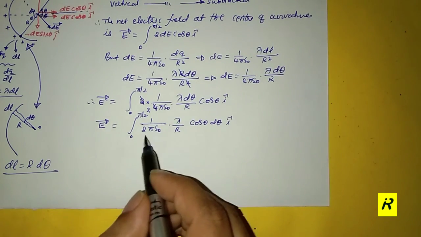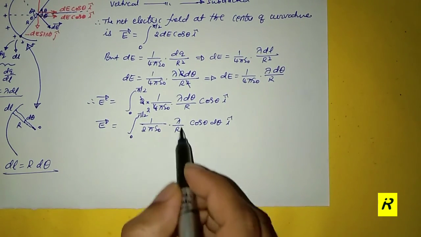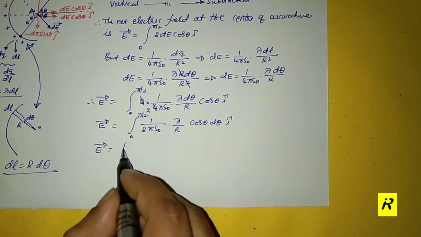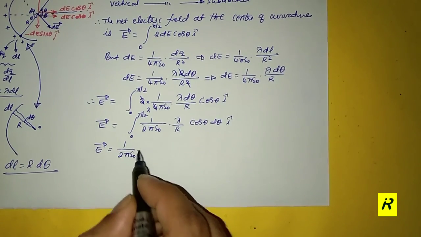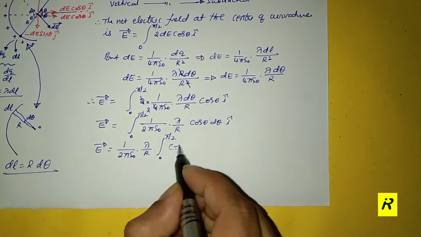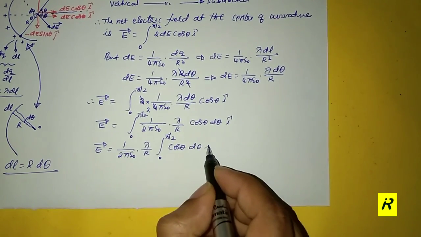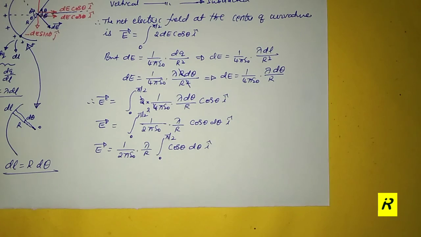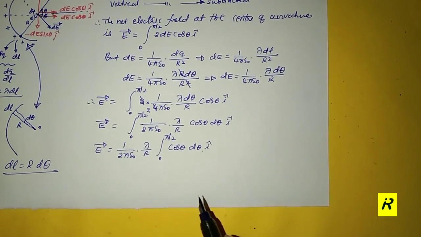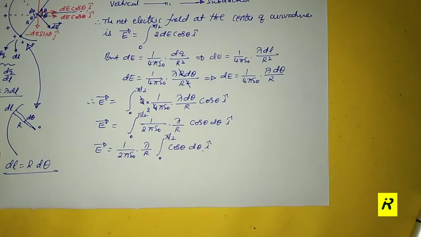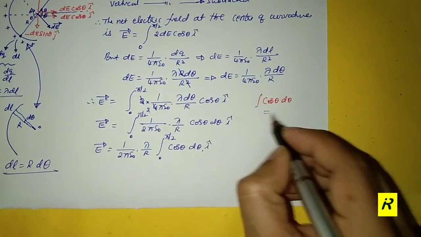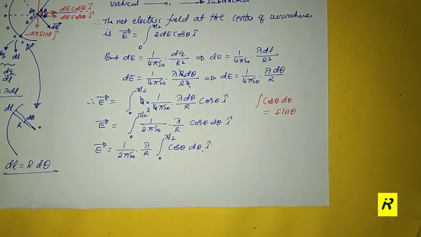So you may know 1 by 2 pi epsilon O lambda divided by r, these things are constants. So I can keep those things outside the integration: 1 divided by 2 pi epsilon O lambda divided by r, with the integration remaining as it is, but only with cos theta d theta inside, and i cap shows the direction of the net electric field. But you must know the integration of cos theta is simply sin theta, of course.